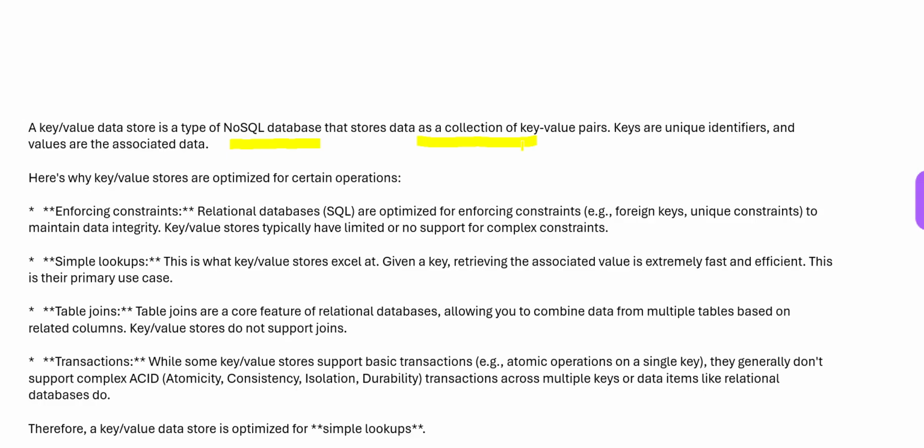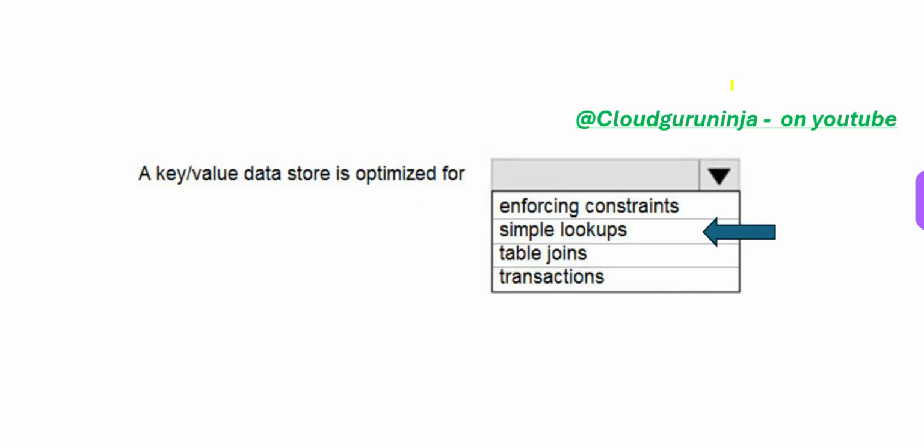So, key value stores are optimized for enforcing constraints like foreign key, unique constraint, or you want to do a simple lookup, you can do that. You want to use it to join tables, you can do that. Okay. So in this case, it is primarily optimized for simple lookup.